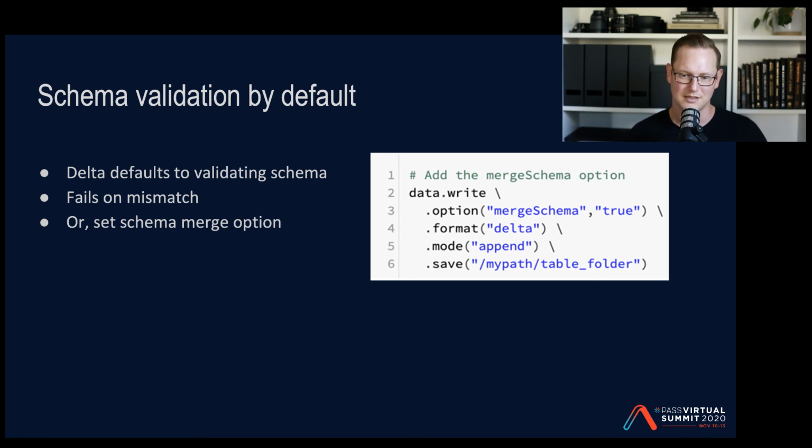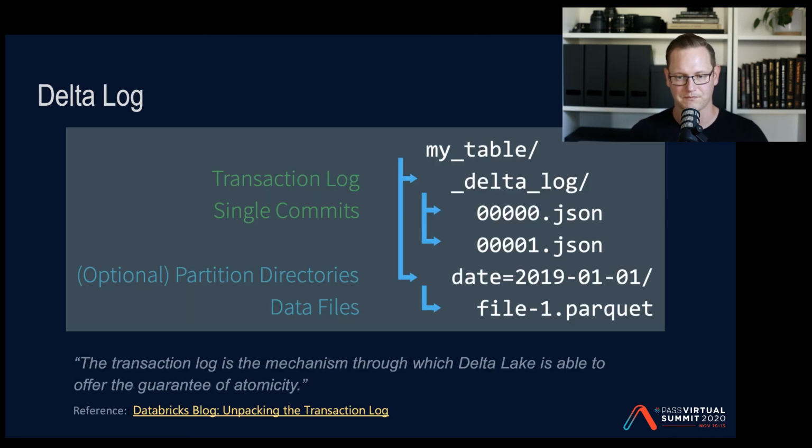With schemas, Delta is going to default to validating the schema for you. So it knows the schema you first wrote to that Delta format with, and it's going to fail if there's not a match. However, if you're adding a field, if it's a compatible change to that schema, you can set mergeSchema to true, and it will try to merge those together and have a new schema that comes out of it after that write happens.